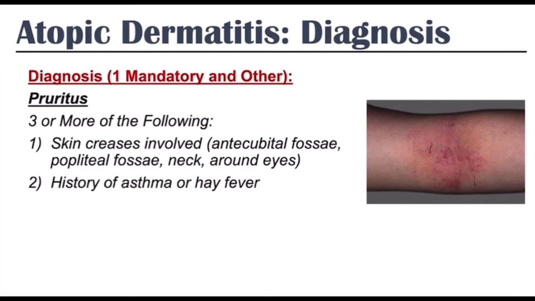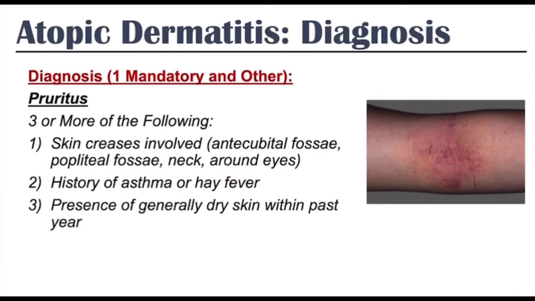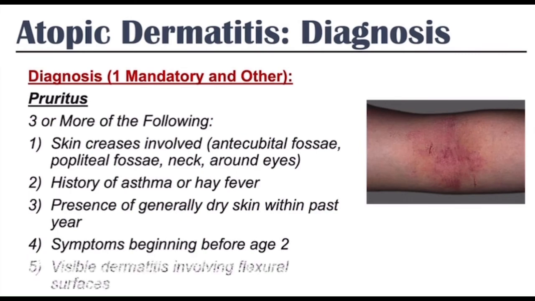Or we need a history of asthma or hay fever. This ties into the atopic triad. Or we need the presence of generally dry skin within the past year. And generally we need the symptoms to begin before the age of 2. And we need visible dermatitis involving flexural surfaces.